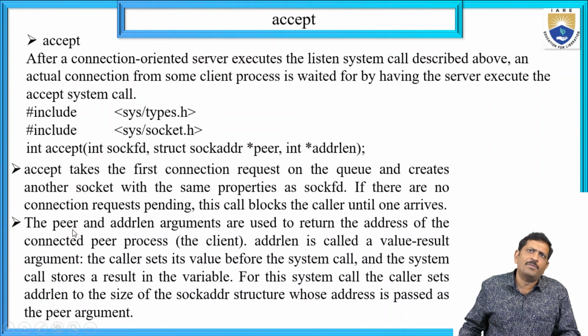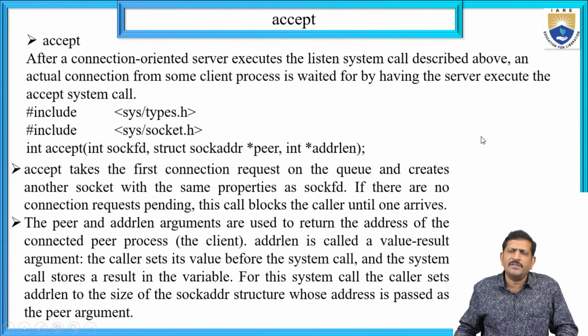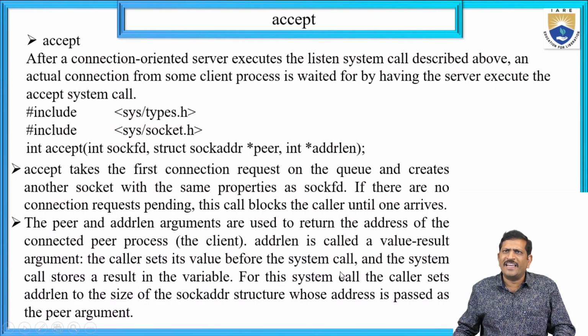And here is accept. Once the server accepts the connection, data transmission can take place between client and server. After a connection-oriented server executes the listen system call described here, the actual connection from the client process is awaited by having the server execute the accept system call.